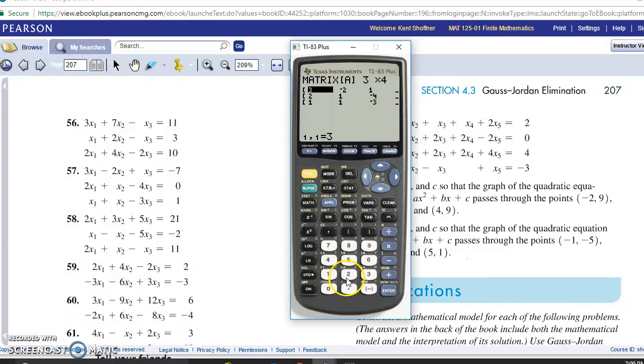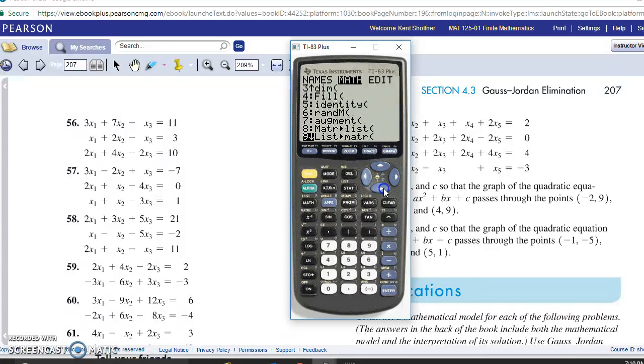3 enter, 4 enter. So it'd be coefficients of 2, 3, 5, and 21. The next row would be 1, negative 1, negative 5, and negative 2. And then the last row would be 2, 1, and negative 1, and 11. Get out of this by second quit, go back to the matrix menu, go over to math.